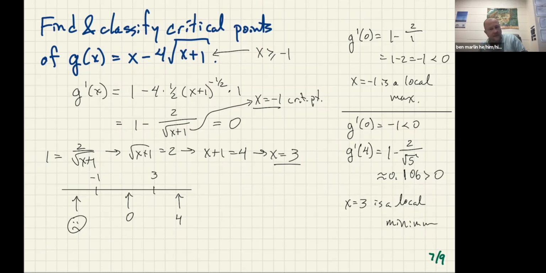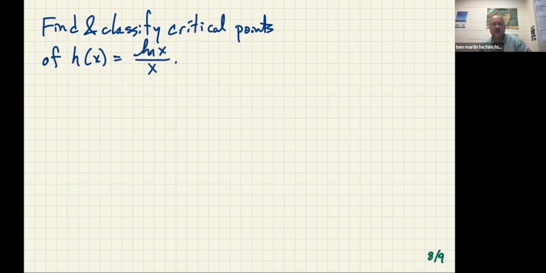Okay, that's what you have to do on these. So this one was a little bit tricky because we had a critical point at the end of the domain, and that caused us to have to do something up here that sort of broke the pattern. Okay. All right, and let's take a look at another one.